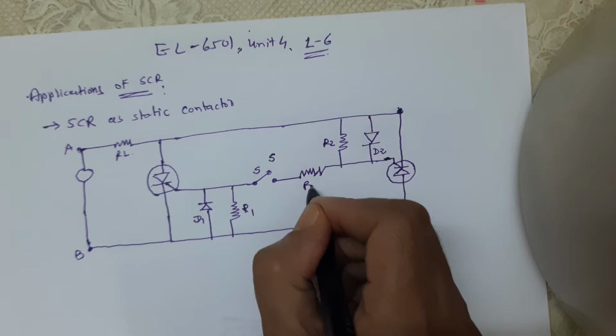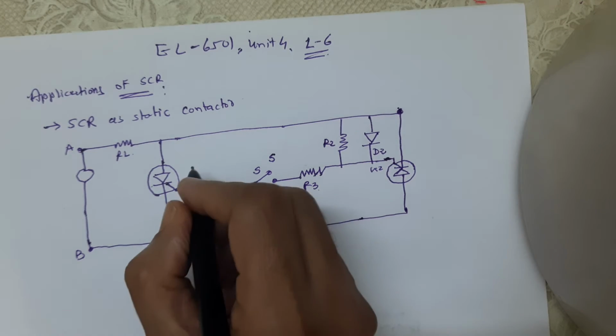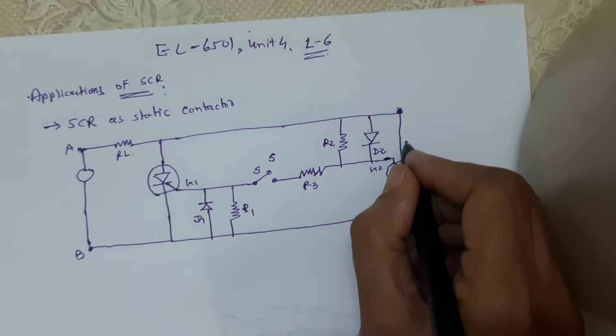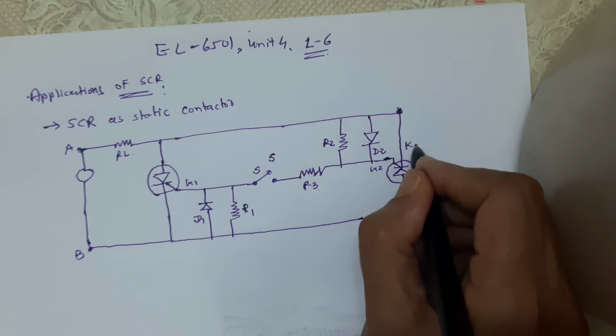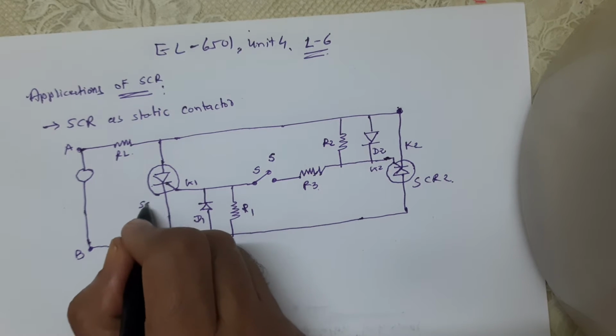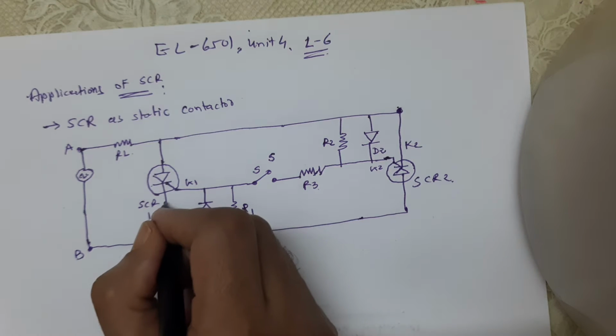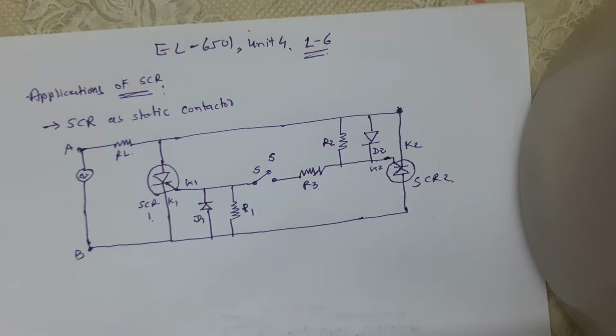This is your R3. This is your gate 2, this is your gate 1, K2, this is your SCR2, SCR1, AC source, and this is your cathode K1. This is the circuit of the SCR as a static contactor.